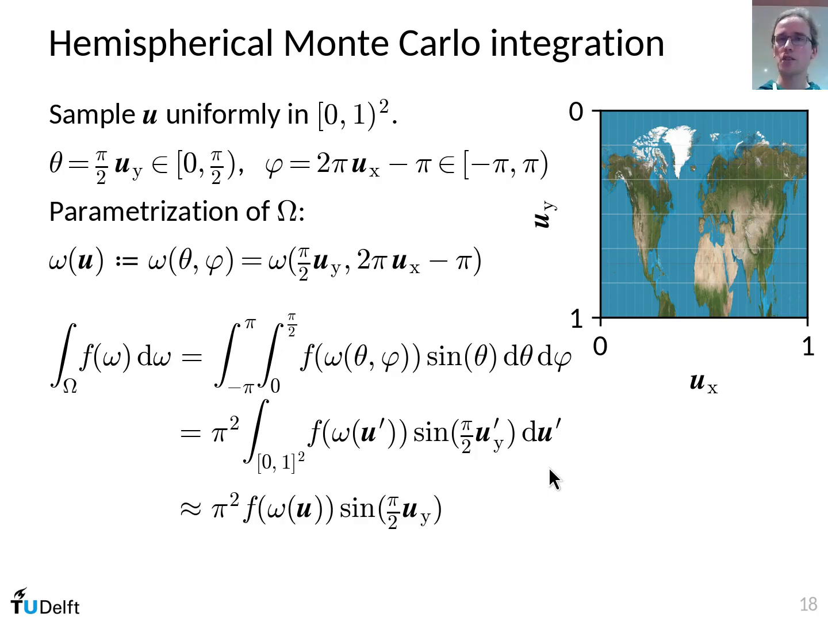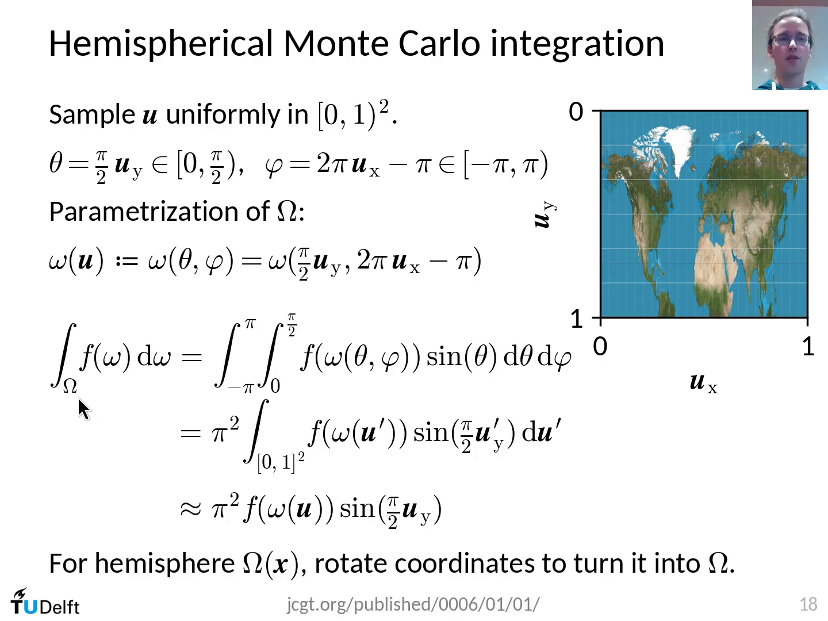And then, of course, everything we talked about with k-dimensional Monte Carlo integration is applicable here. So what we do is we just take this random vector u in the unit square. We evaluate the function for that. We multiply by the sine correction factor and pi squared. And that's it. That's our unbiased Monte Carlo estimate for the integral over the hemisphere.